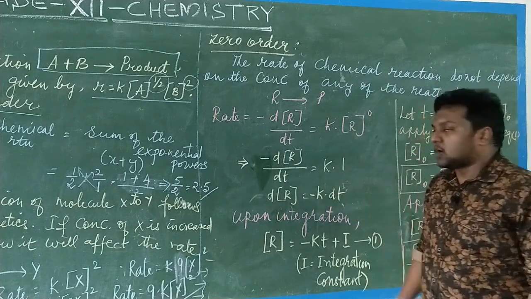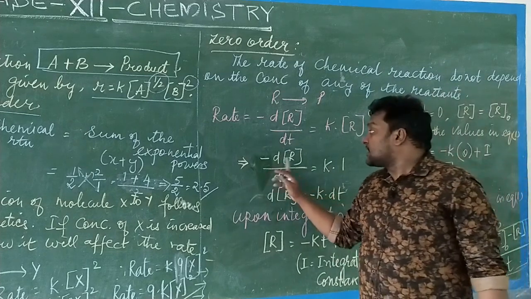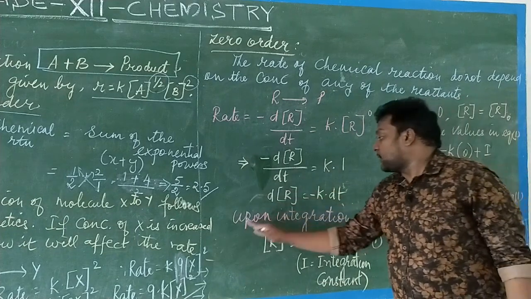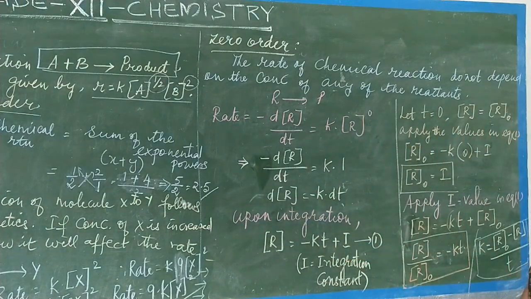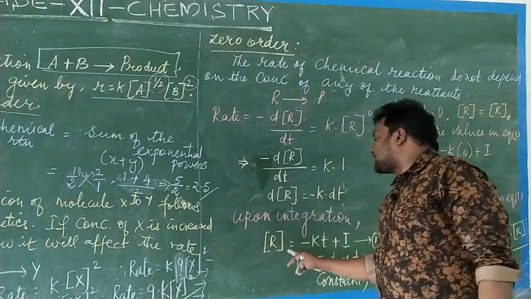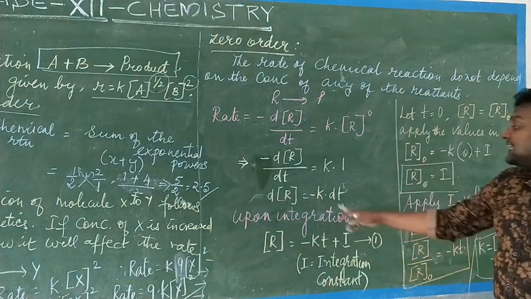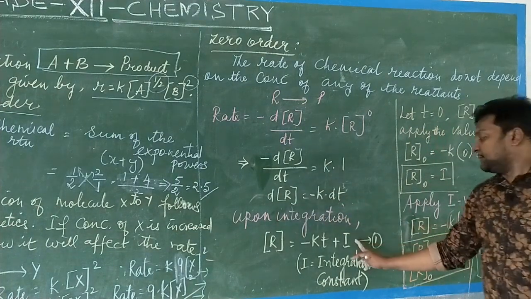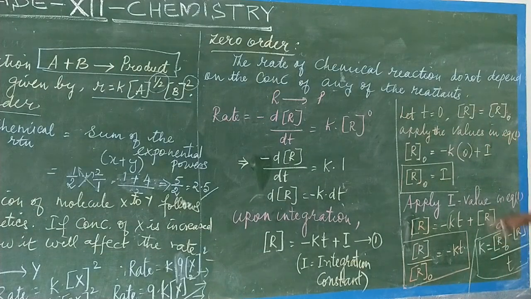Now I am doing the cross multiplication. Then d into concentration of R will be equal to minus K into dt. To this equation I apply integration. When integrating, the concentration of R will be equal to minus K into T, the d constant terms get removed, plus the integration constant. Now we assume at time T equal to 0, concentration of R becomes R naught, because the reaction hasn't started at time T equal to 0. The initial concentration of the reactant remains as such.